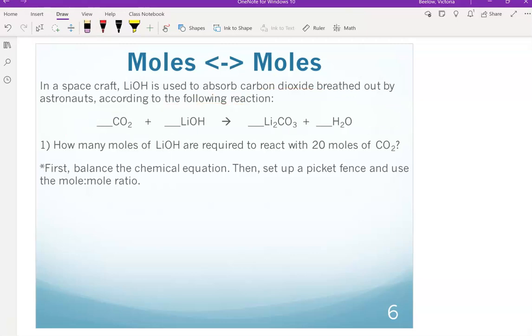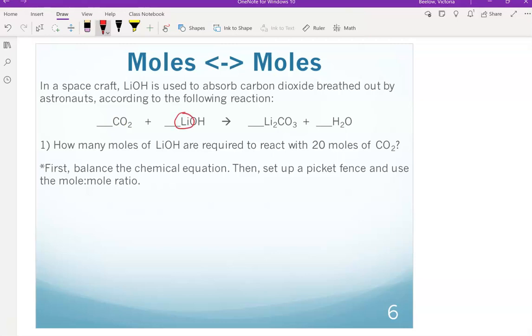Now, this reaction is not balanced, so the first thing we have to do is balance this chemical equation. If you ever see oxygens and hydrogens in a chemical equation, I recommend balancing those last. It'll just make things a little bit easier. So I'm going to start with looking at carbon. There's one carbon here on the left-hand side and one here on the right-hand side. Great, those are the same. That's what I want. And like I said, we're going to balance hydrogen and oxygen last.